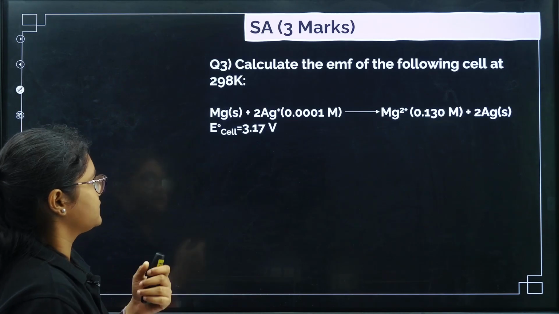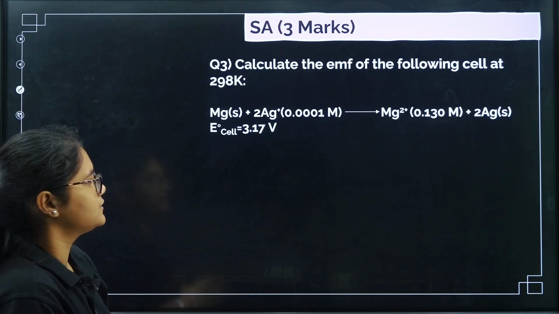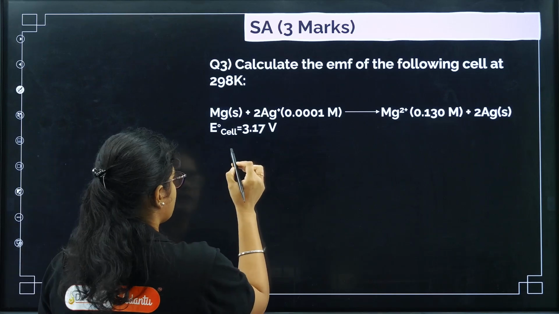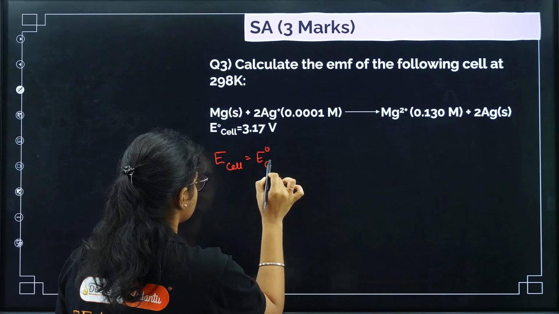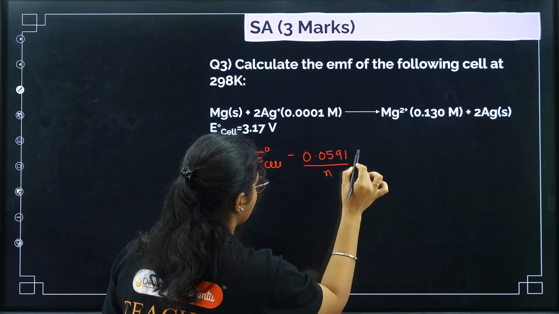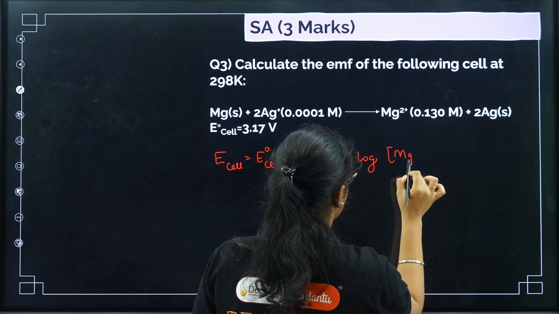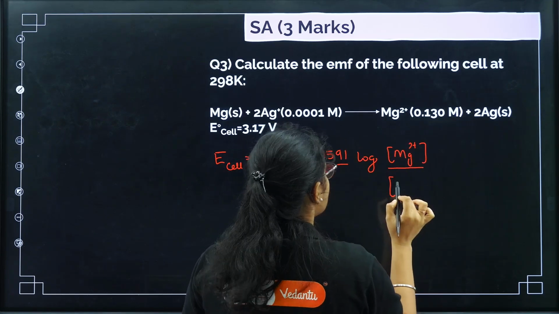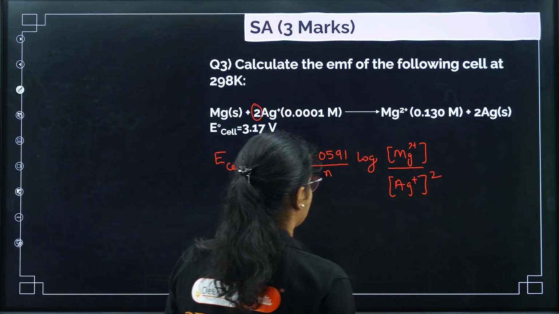Okay, next, calculate the EMF of the following cell at 298 Kelvin. This is non-standard conditions, so we need to use the Nernst equation. E of the cell is equal to, first write the formula, E naught of the cell minus 0.0591 by n log of, what are the ions present here? Mg2+, and the reaction is already balanced, so we need not do any balancing. Ag+, and here you should not forget to take this 2 as a power.